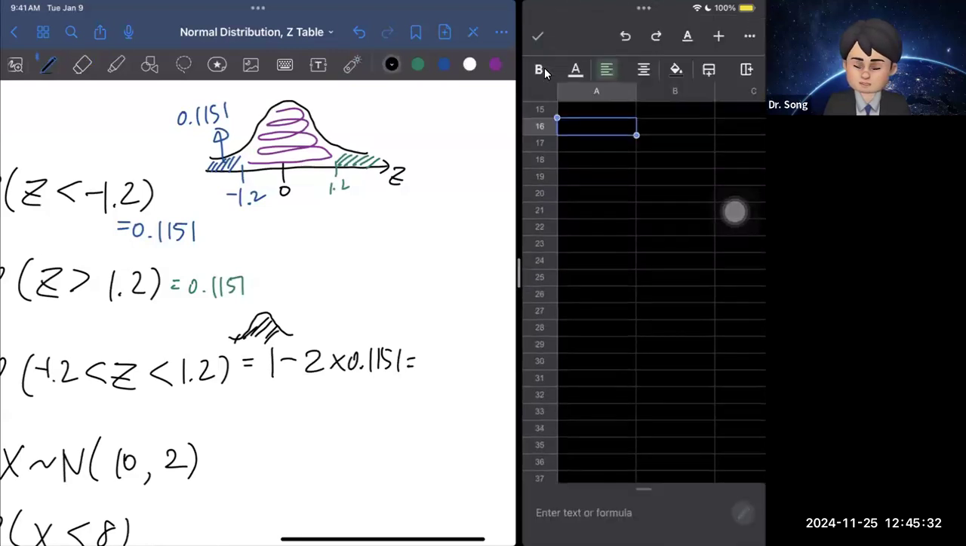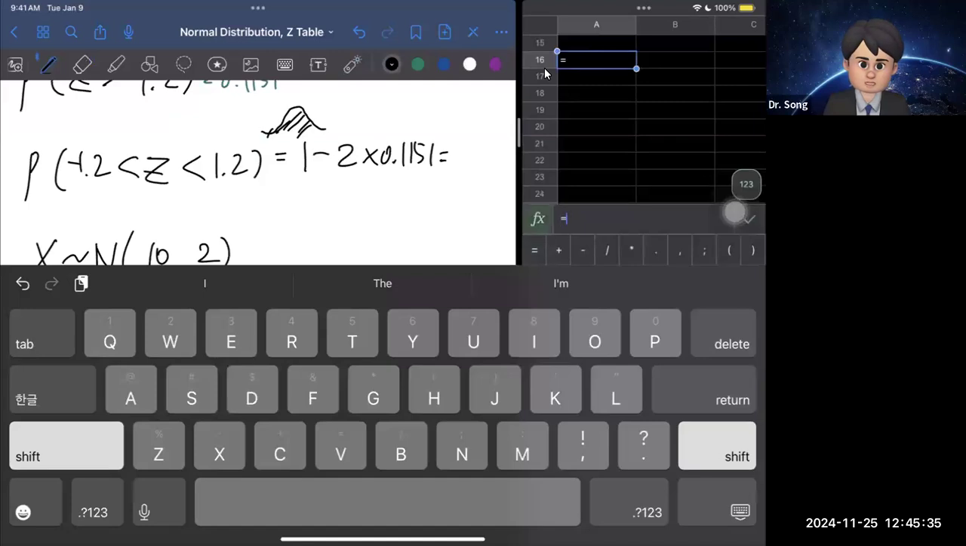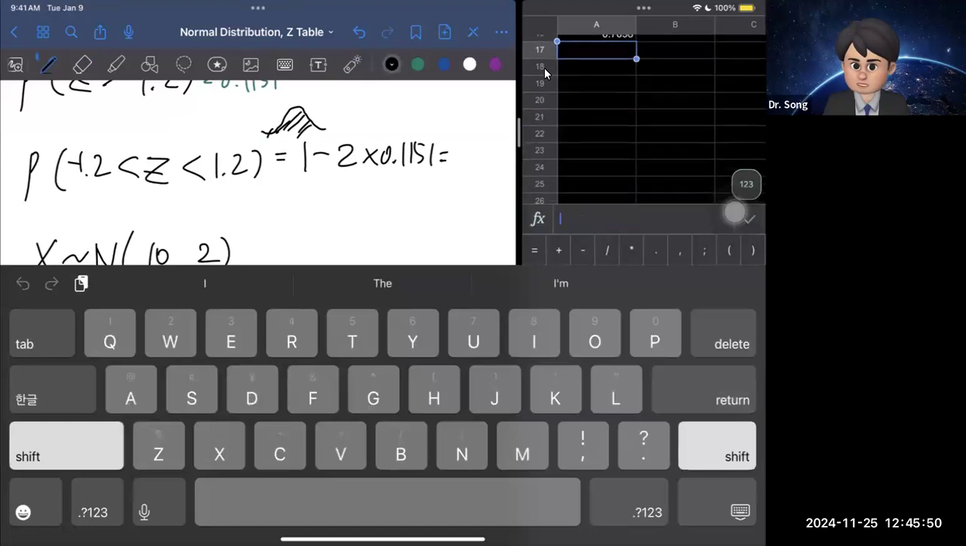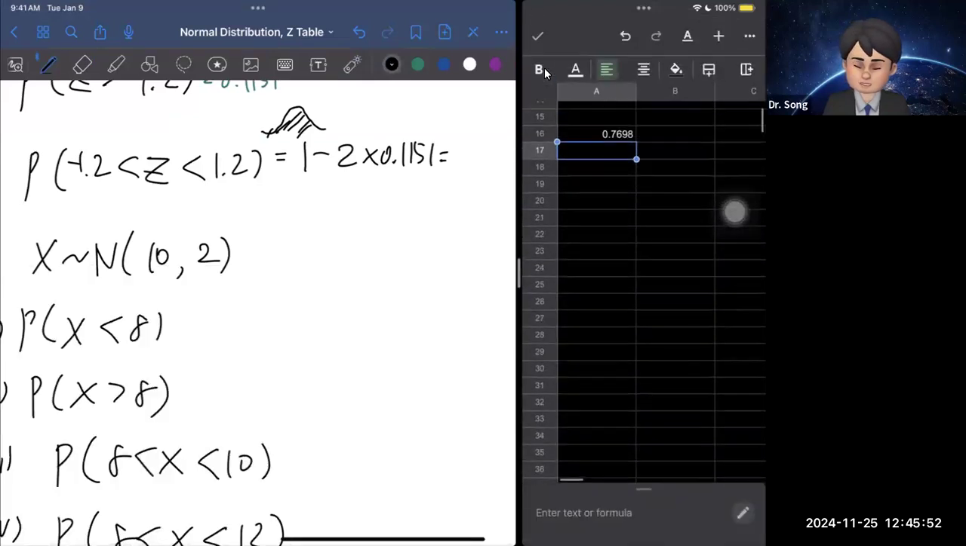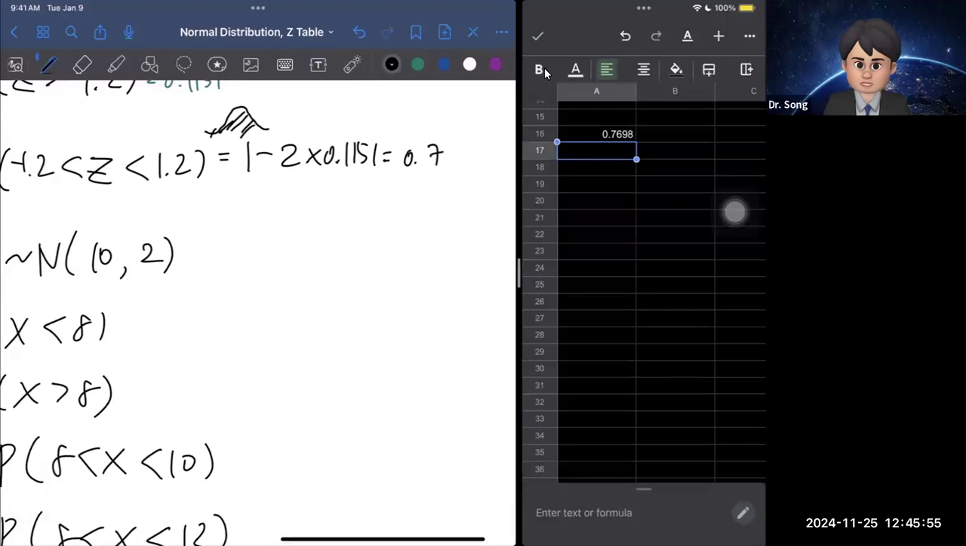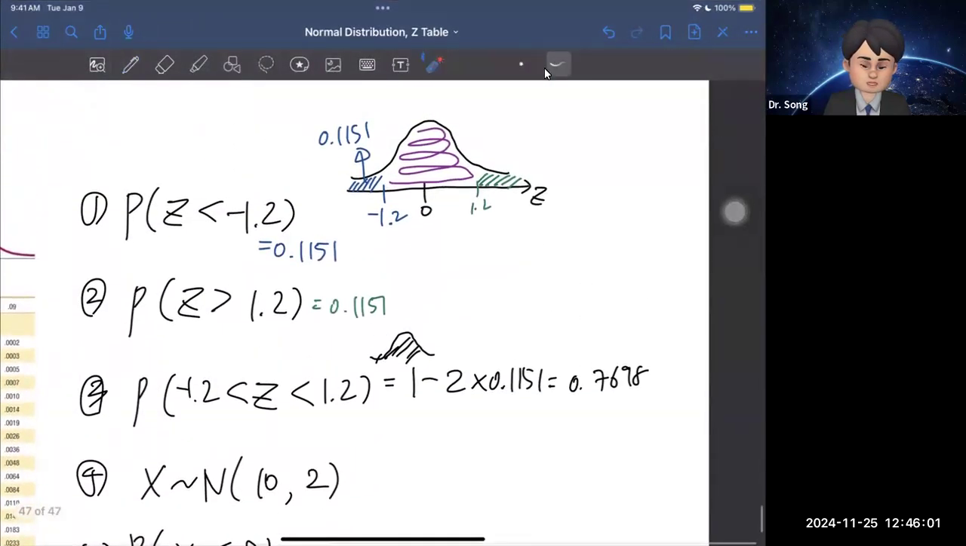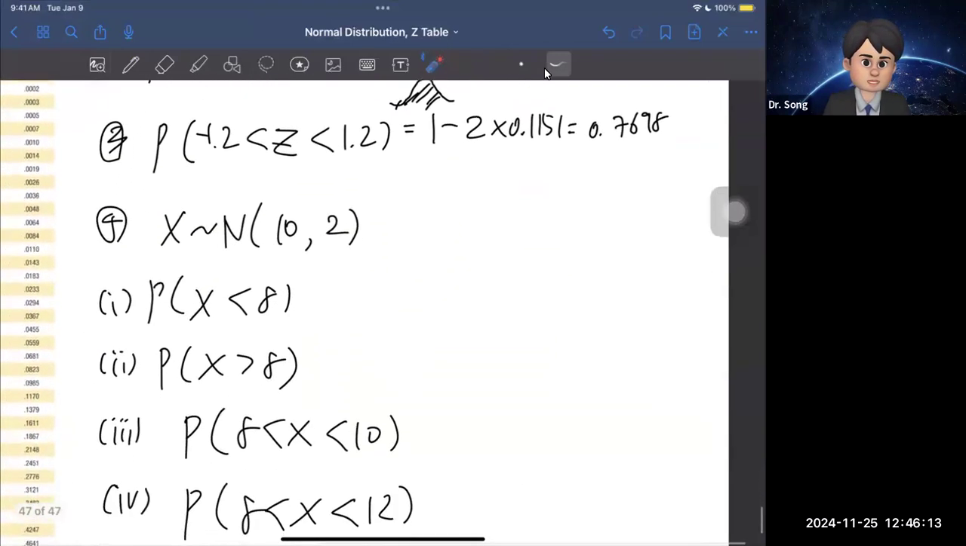So here, using the calculator, 1 minus 2 times 0.1151, that is 0.7698. So the answer is 0.7698. As you can see, in the first question I used a table, in the second question I used the symmetry of the distribution, and in question number 3 I used a complement because the total under the distribution is 100%.